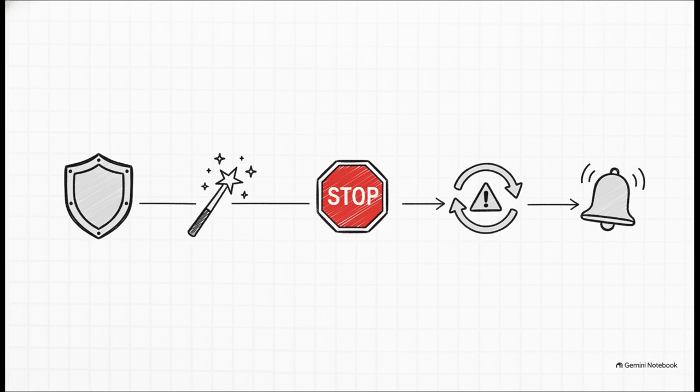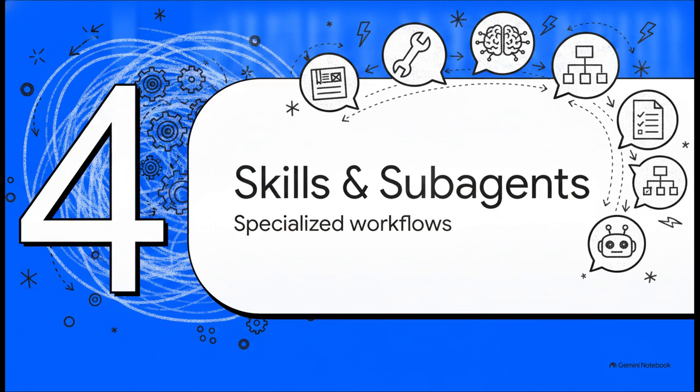Oh, and you can also use a notification hook to trigger desktop alerts on your Mac or Linux machine whenever a task wraps up, which is pretty sweet. Moving right along to part 4, skills and sub-agent personas. This is where we unlock specialized workflows on demand.